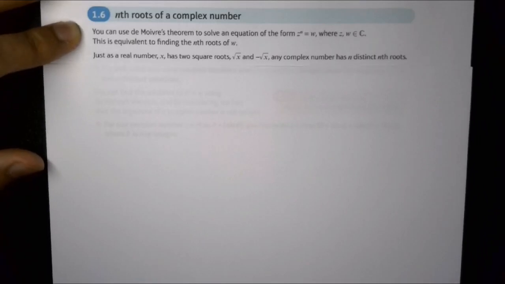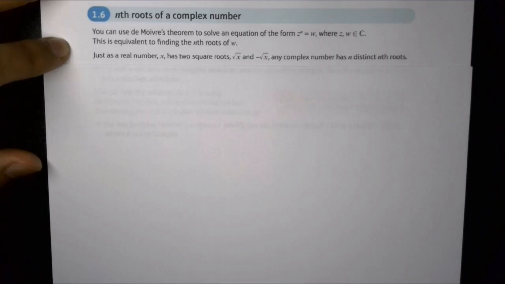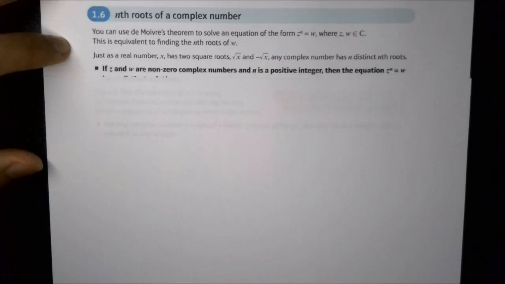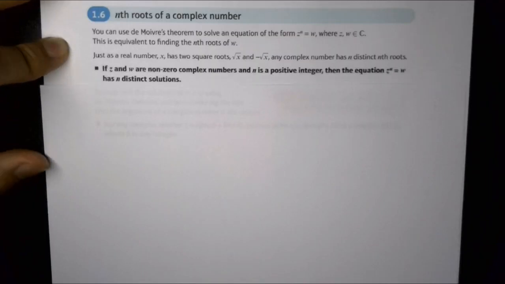Now, just as a real number x has two square roots, root x and minus root x, any complex number has n distinct nth roots. So, if z and w are non-zero complex numbers and n is a positive integer, then the equation z to the power of n equals w has n distinct solutions.